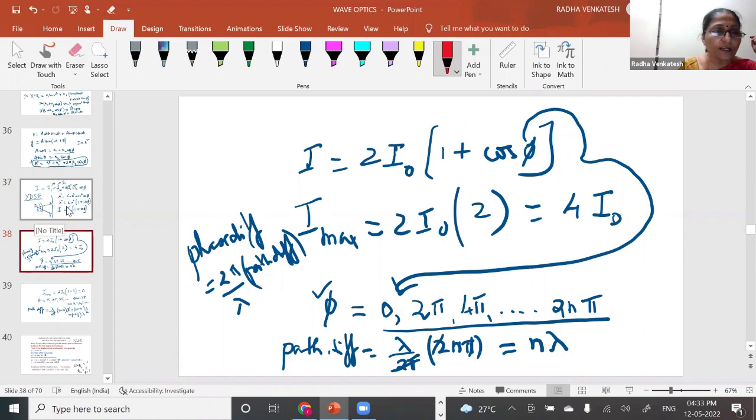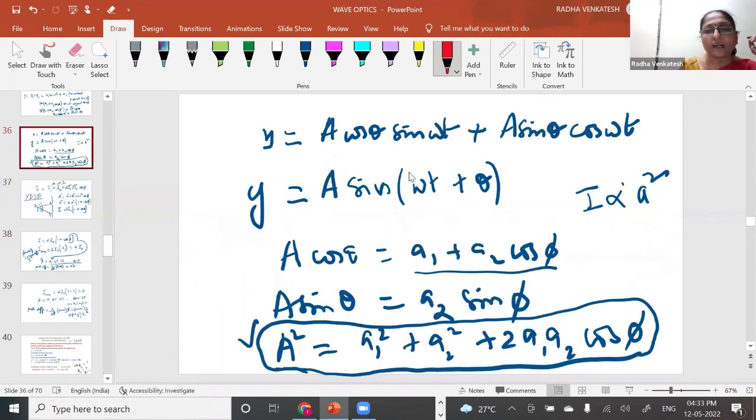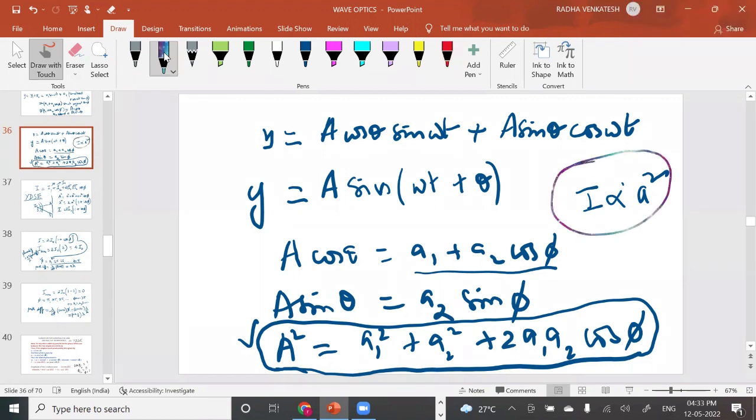And before that, do we know this relation? We should tell the children about this relation. That is your intensity. How is intensity related to amplitude? Intensity of a wave, how is it related to the amplitude of a wave? It is directly proportional: I is proportional to a squared.